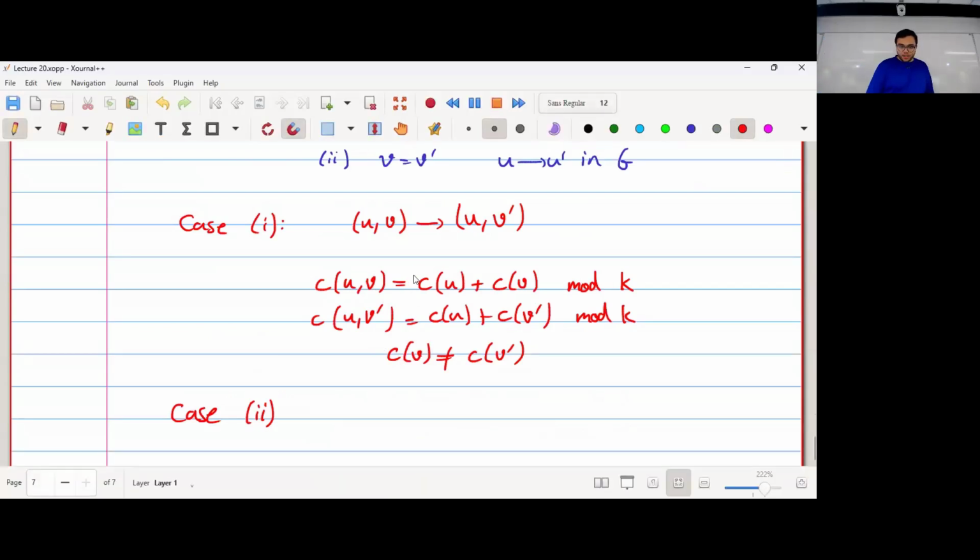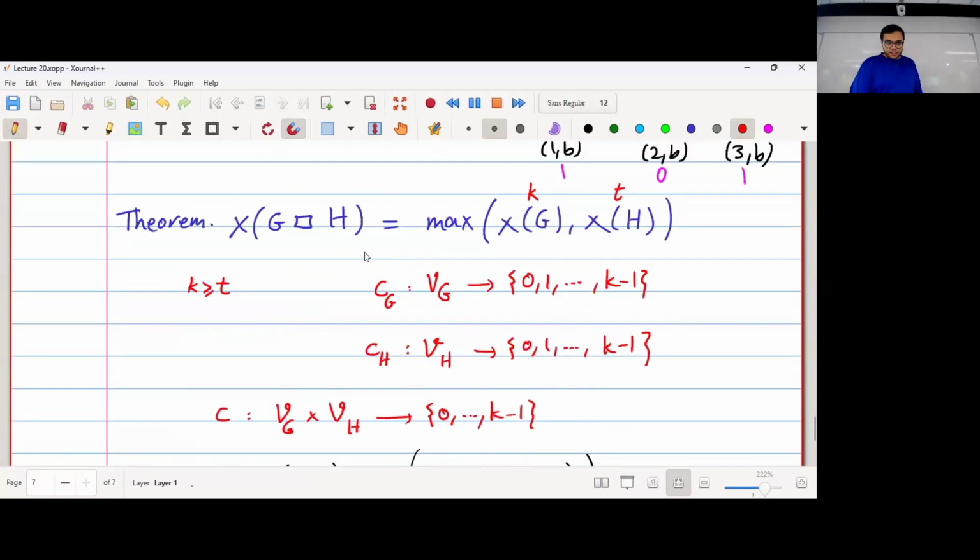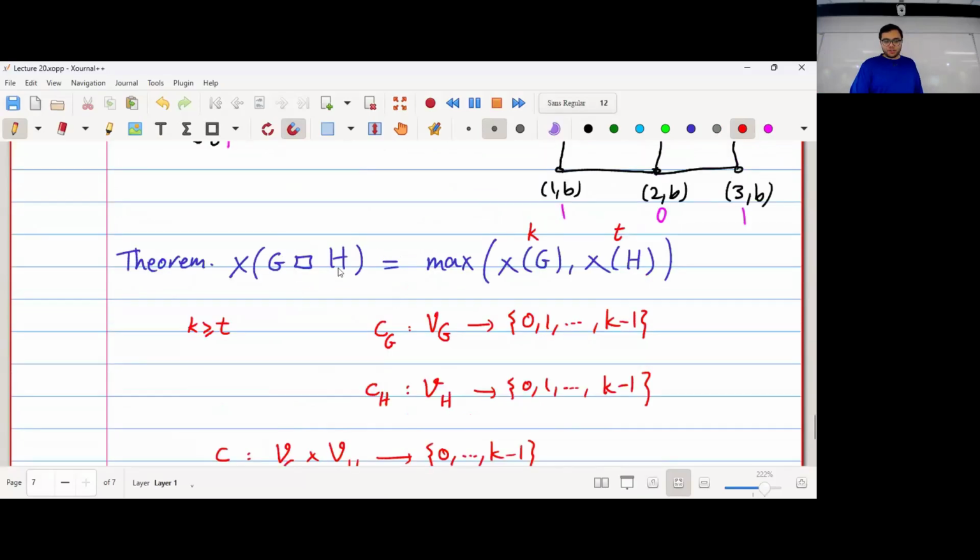So this is a valid coloring, which shows that I could color this graph, the product graph, with exactly this many colors. And I also proved that you need at least this many colors because the product graph contains at least one copy of each of the two graphs. So the theorem is proved.